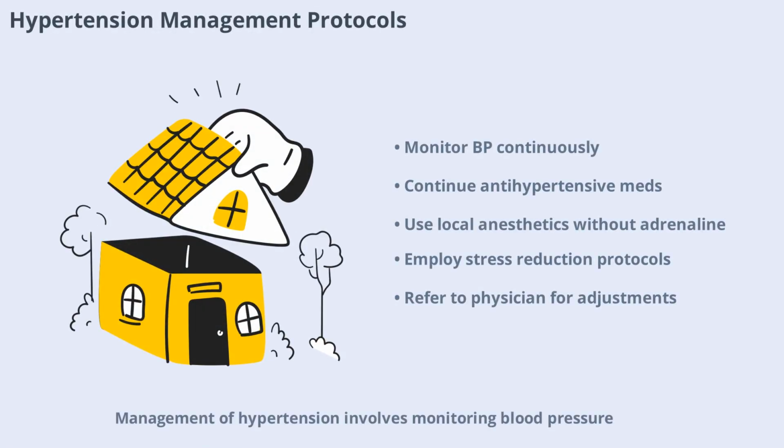Management of hypertension involves monitoring blood pressure, continuing antihypertensive medications, and supplementing potassium if diuretics are used. Local anesthetics without adrenaline or bupivacaine are preferred to avoid cardiac effects. Stress and anxiety can elevate BP, so stress reduction protocols are employed. Excessive use of vasopressors is avoided, and sedative medications are used cautiously. Referral to a physician is recommended for medication adjustments and if BP is significantly elevated.